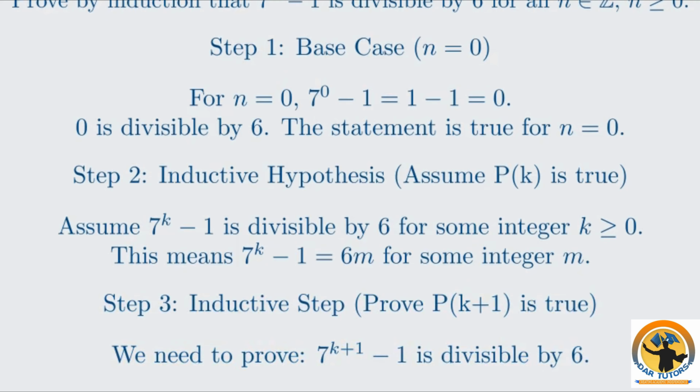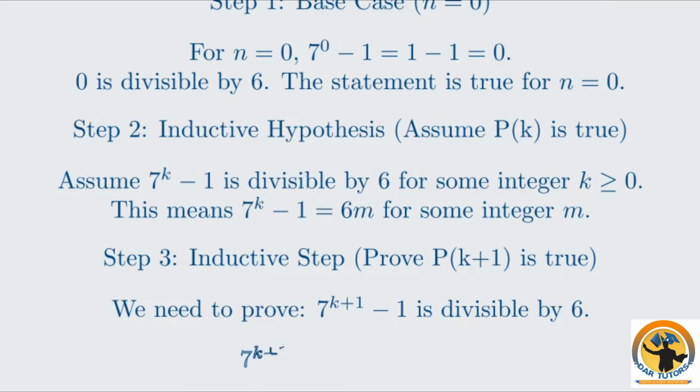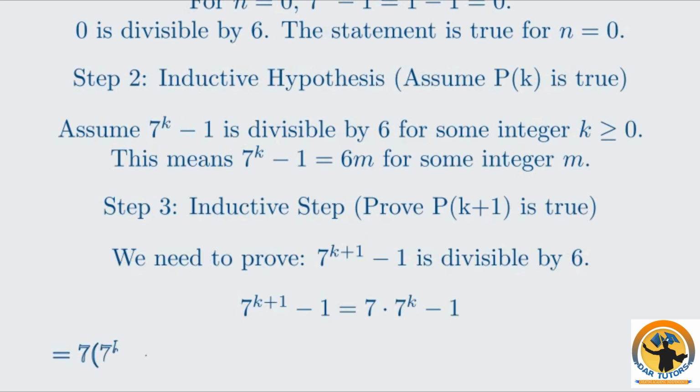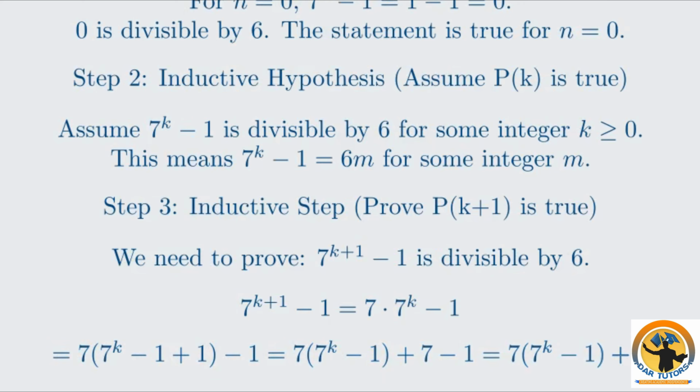We start with the expression for n equals k plus 1 and try to manipulate it to use our inductive hypothesis. The expression is 7 to the k plus 1 minus 1. We can rewrite 7 to the k plus 1 as 7 times 7 to the k. Now, we want to introduce the term 7 to the k minus 1. We can do this by adding and subtracting 7. This gives us 7 times the quantity 7 to the k minus 1 plus 7 minus 1. This simplifies to 7 times the quantity 7 to the k minus 1 plus 6.